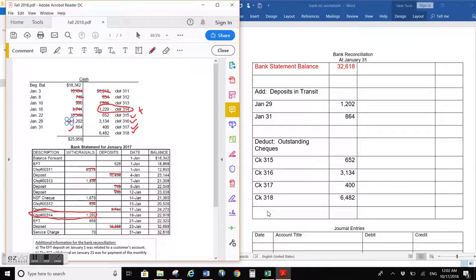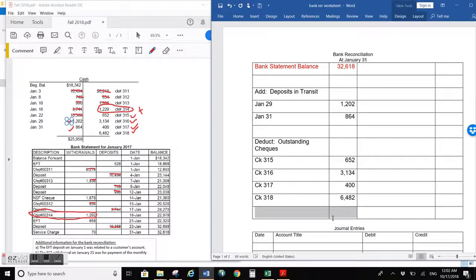So now all we need to do is take that bank statement balance, add the deposits in transit, subtract the outstanding checks, and we get a reconciled balance of $24,016.